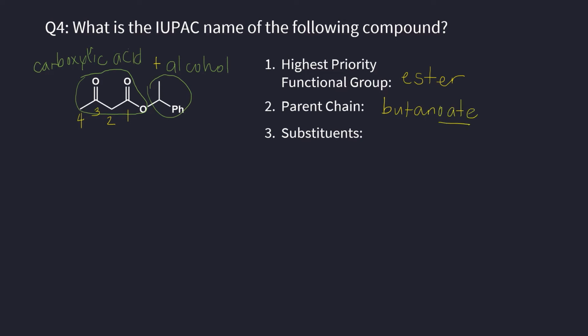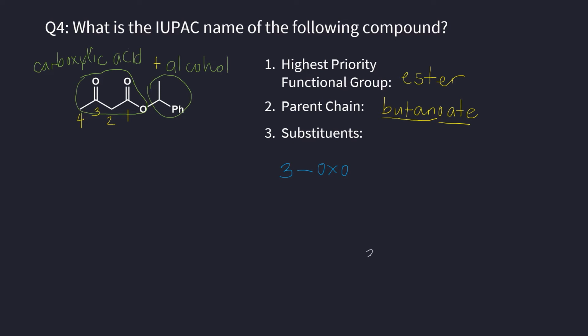The "oate" refers to the suffix used for esters, and the "butan" refers to the butane chain it is attached to. The ketone group we will name as a substituent. Its substituent name is oxo. So if we number the chain starting from the ester group, the locant of the oxo group is 3.